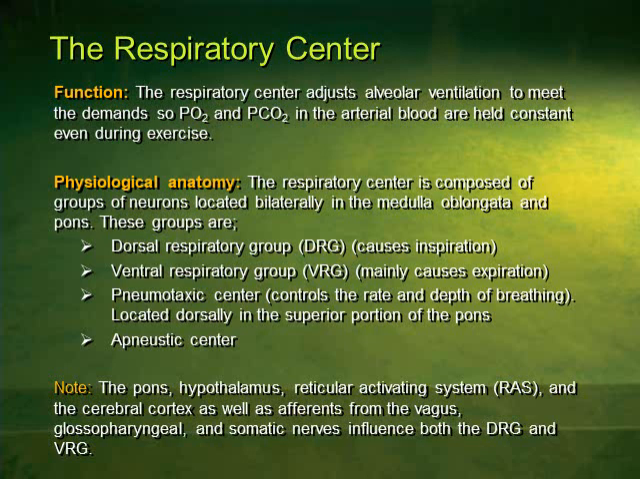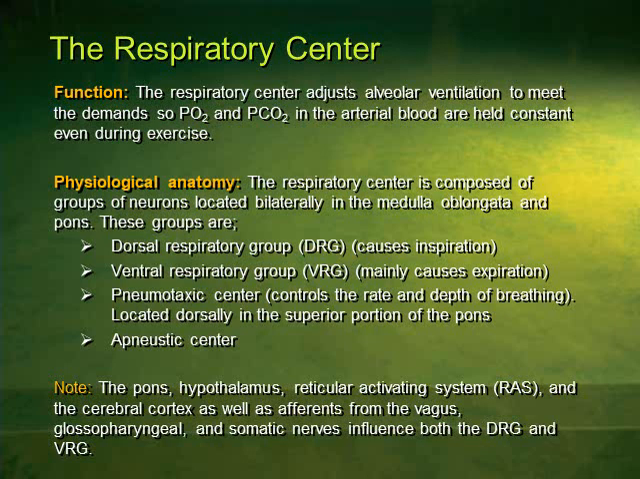The respiratory center. The respiratory center is a group of neuronal collections within the medulla oblongata and the pons. The function of the respiratory center is to adjust alveolar ventilation to meet the demands, so the partial pressures of oxygen and carbon dioxide in the arterial blood are held constant even during exercise.